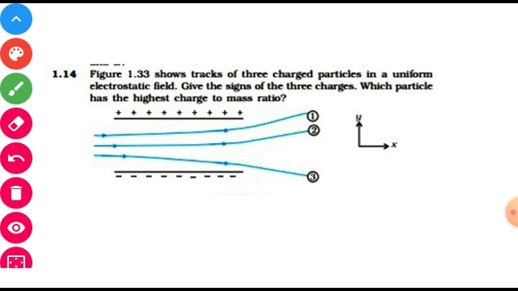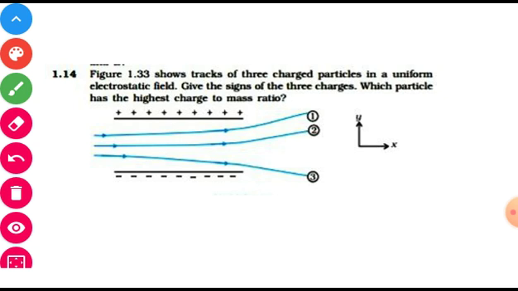Everything I am going to discuss here is related to the motion of the charged particles: why 1 and 2 are moving to the positive plate, why the third charged particle is moving towards the negative plate, and why they are moving in a curved path, not a straight line path. Everything I am going to discuss here. So be patient and listen carefully to what I am saying. Now let me first tell you about the question.